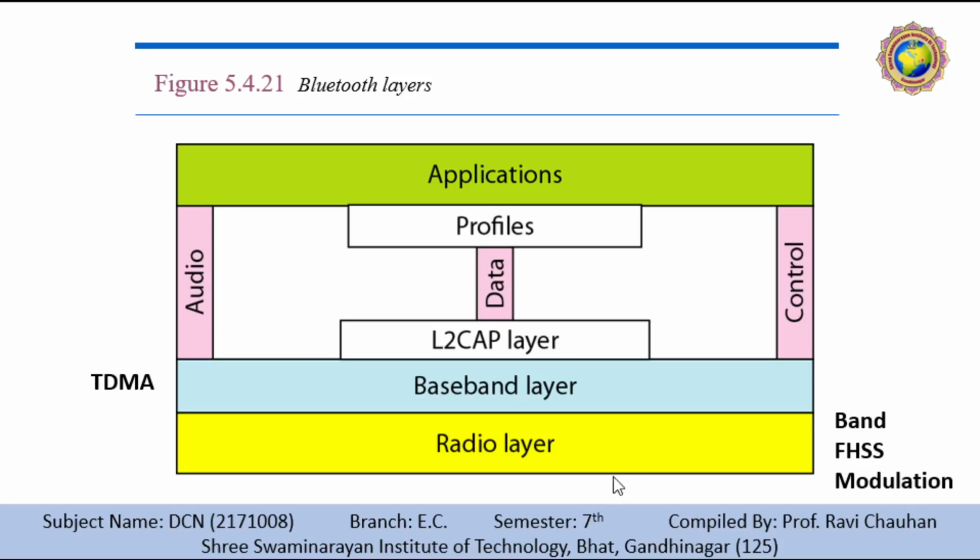Fine. Next layer is the baseband layer. So these three are in our radio layer. Next is the baseband layer. The baseband layer is roughly equivalent to the MAC sublayer in our LAN. Fine. The access method is TDMA. The primary and the secondary communicate with each other using this method. The length of the time slot is exactly the same as the dwell time, 625 microseconds.